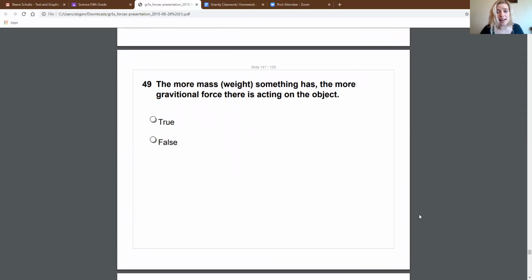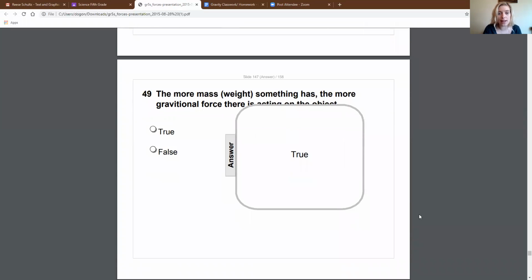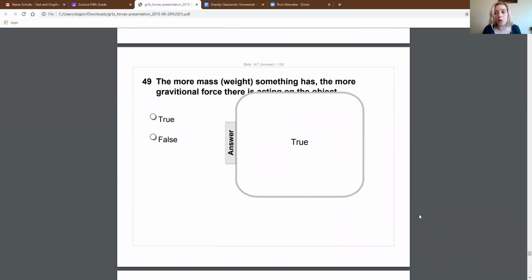The more mass, so the more weight something has, the more gravitational force there is acting on the object. True or false? So the greater mass something has, the more gravitational force is acting. You should have said true, okay? So that's the concept of why we see that apple fall, but we don't see the Earth move, okay? Because the Earth has such a great mass, that's why we don't see that gravitational force being affected by the Earth. But again, it is still there. Everything has an attractive gravitational force.